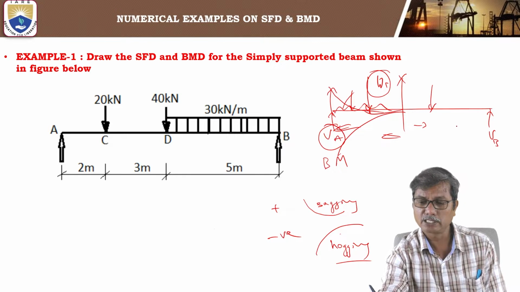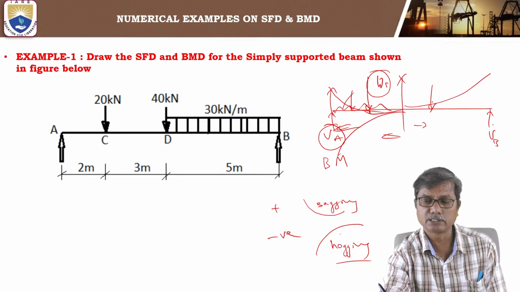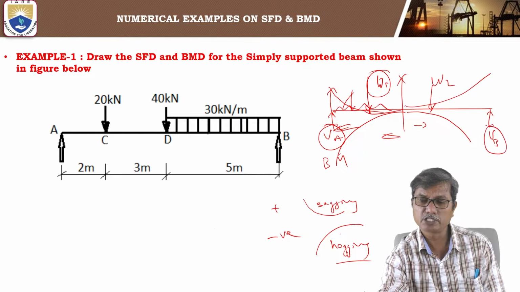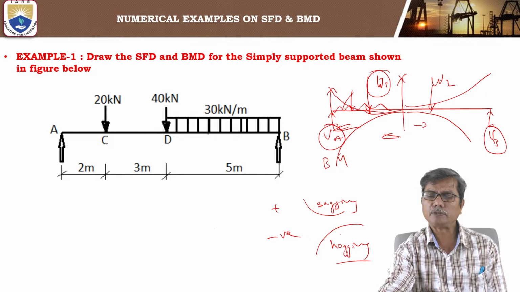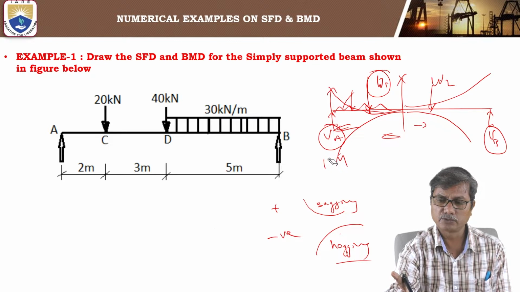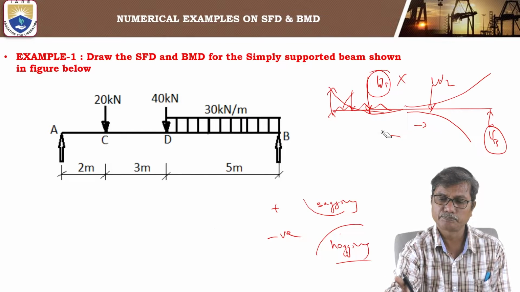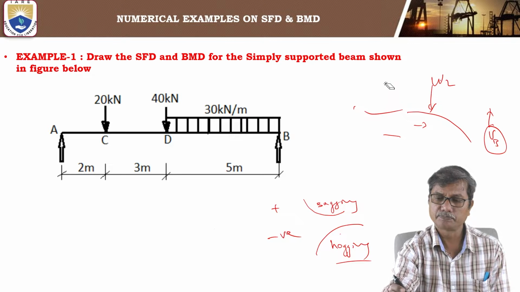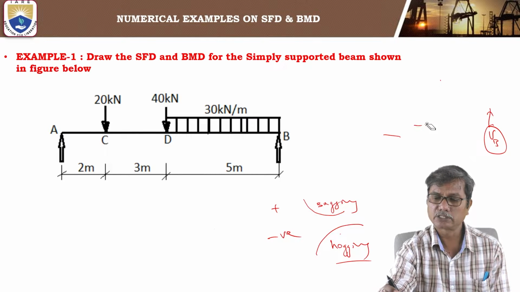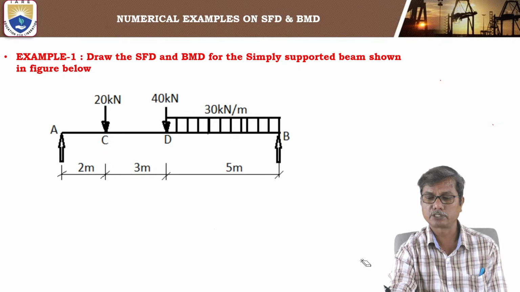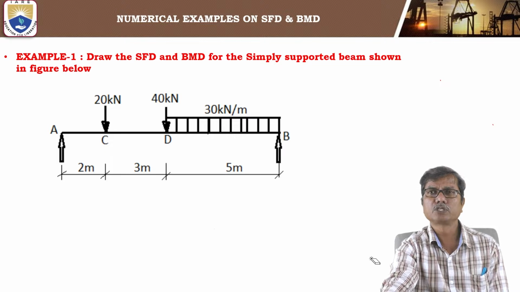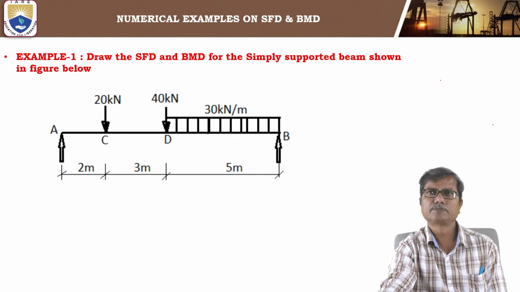So when you consider the right side, VB produces sagging and W2 produces hogging. So the moment due to VB is positive and the moment due to W2 is negative. So this sign convention we follow for bending moment in beams. So with this introduction, let us discuss some examples of how to draw the shear force and bending moment diagrams for different load conditions in case of simply supported beams.